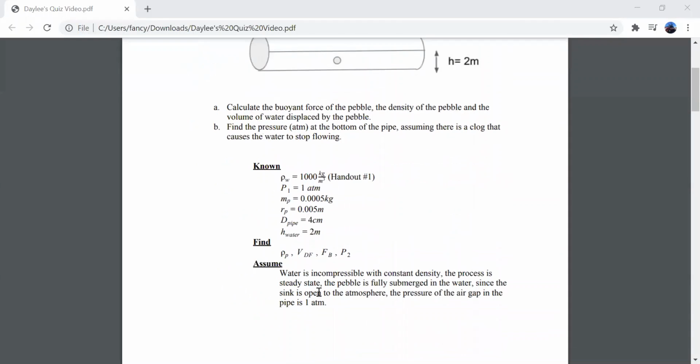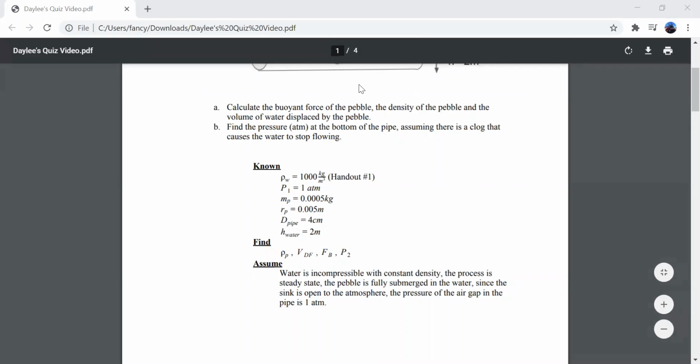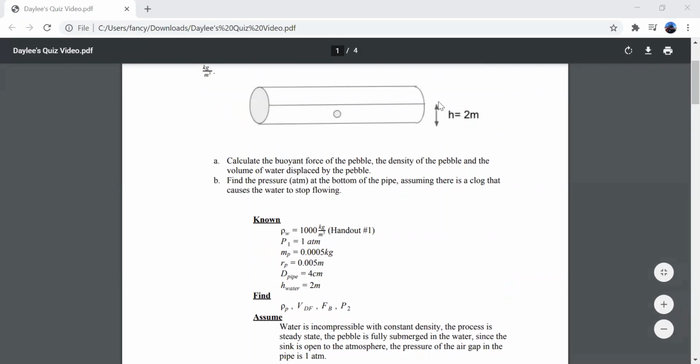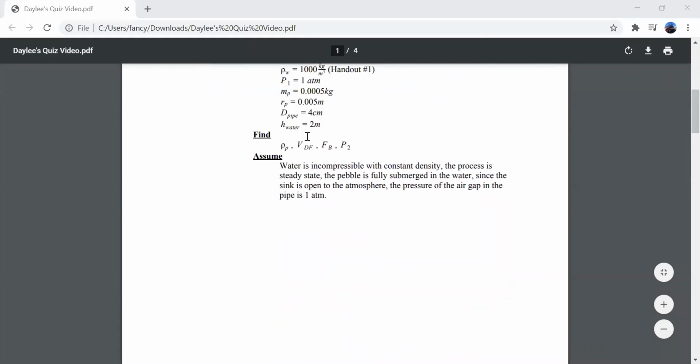Our assumptions are that water is incompressible with constant density, the process is steady state, the pebble is fully submerged in the water, and that since the sink is open to the atmosphere, the pressure of the air gap in the pipe is 1 atmosphere. If the water is at 2 meters and then there's a pebble in there.